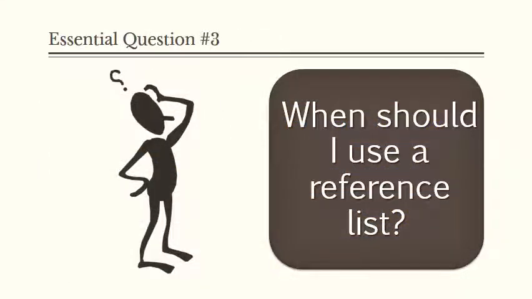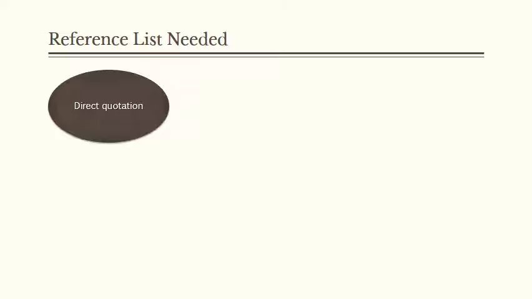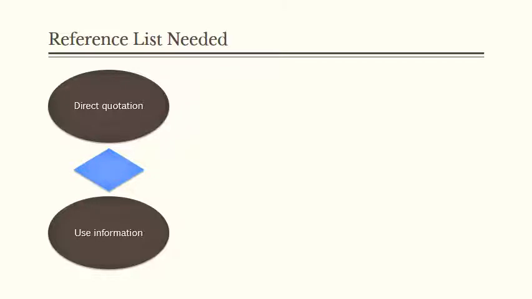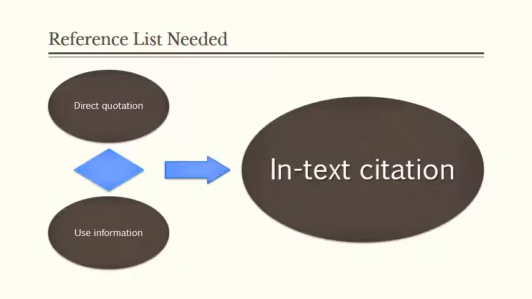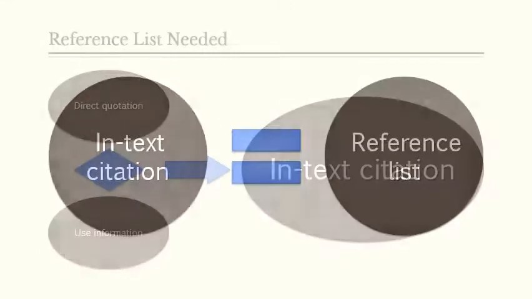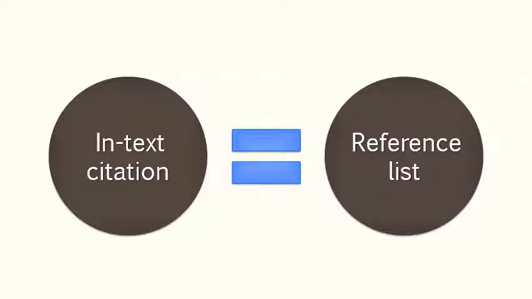Essential question number 3 is, when should I use a reference list? As we discussed in Module 2, anytime you use a direct quotation from a resource, and anytime you use paraphrased information from a resource, you must use an in-text citation. If you have used an in-text citation, then you must have an entry for that resource in the reference list.